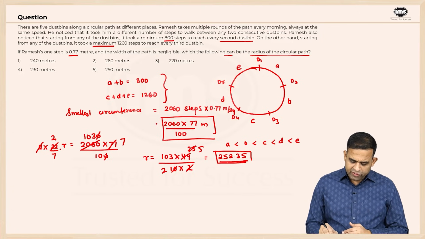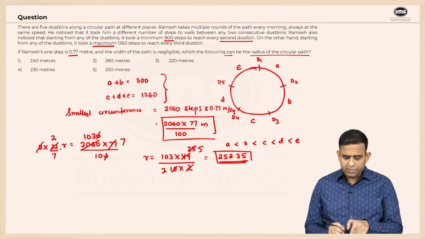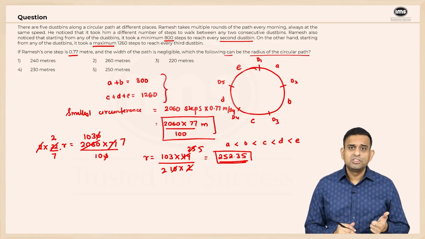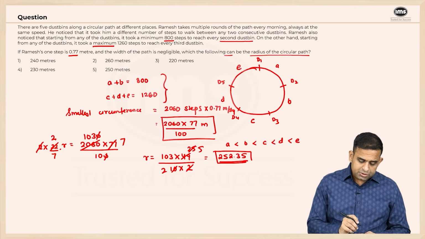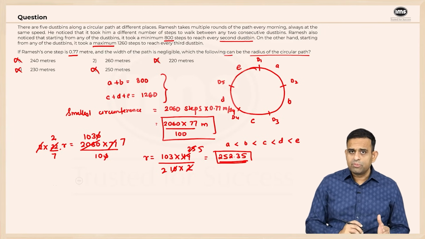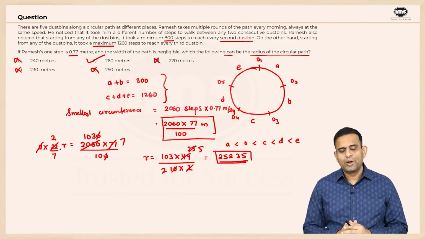So if I got 252.35, that will be the minimum possible radius to get this much circumference, so the required answer will be any value of r which is above this number. If I look at the option choices, 220, 230, 240 and 250 are all below this number, so it has to be 260, hence option number 2 is the required answer.